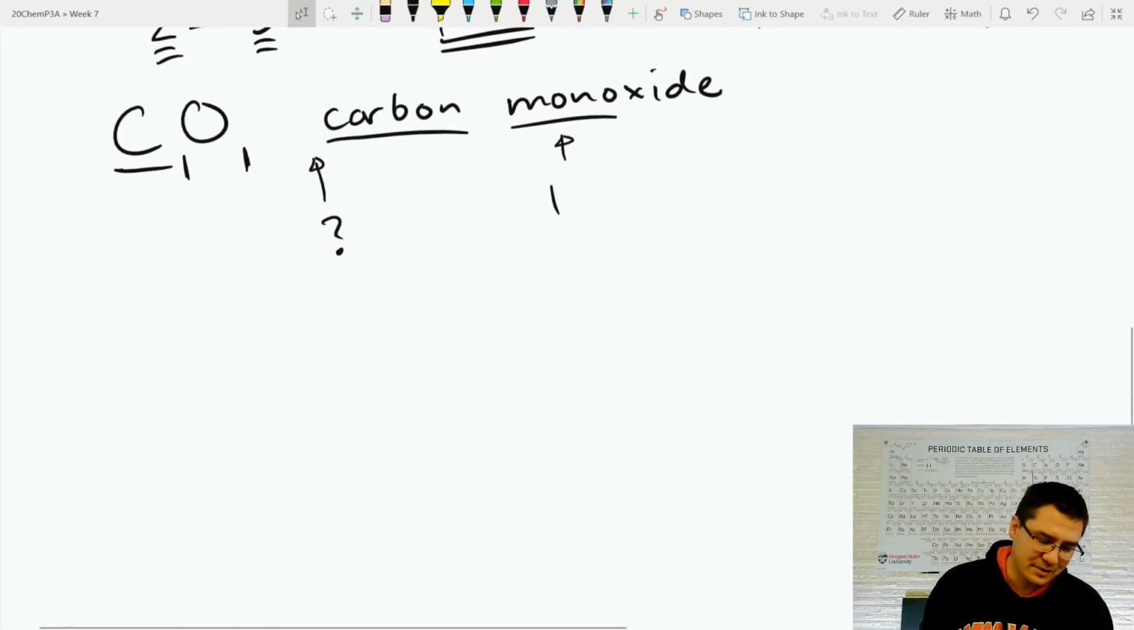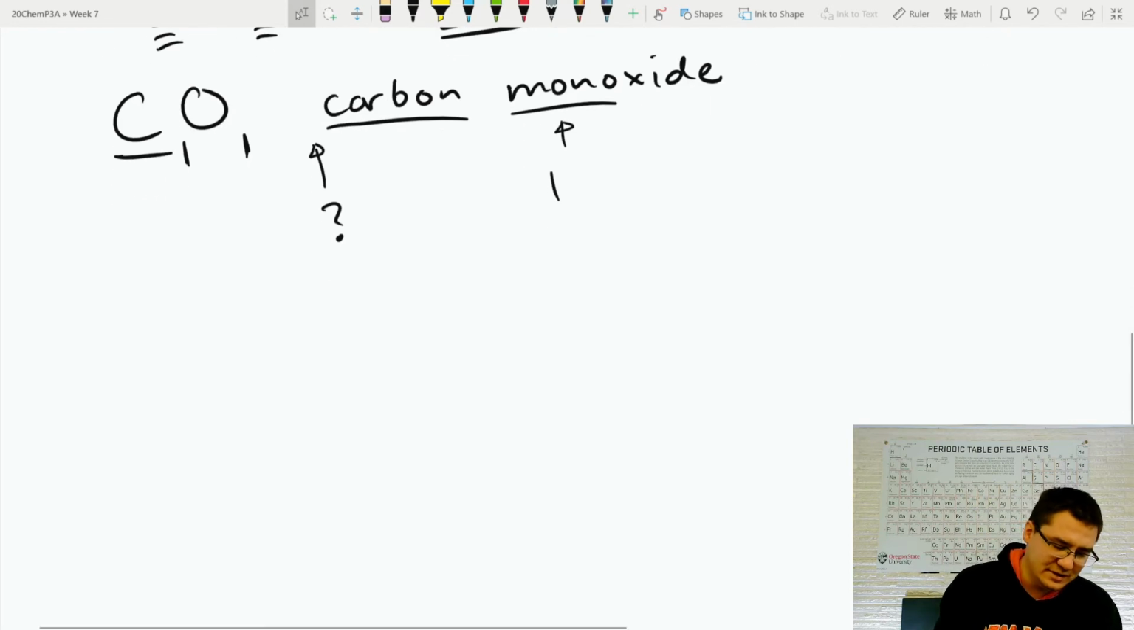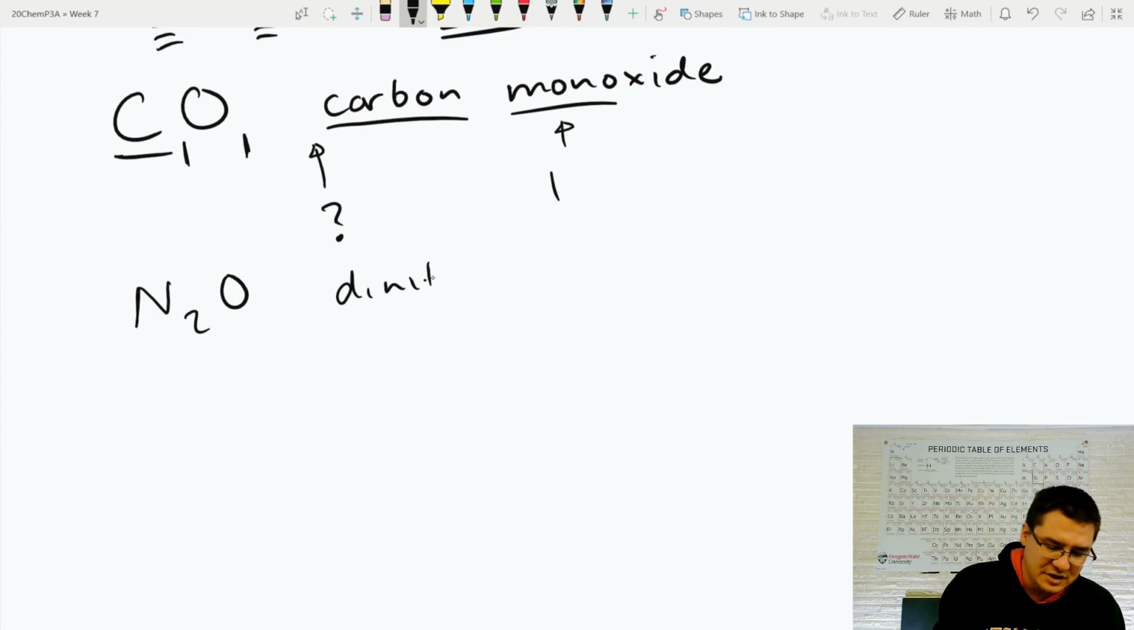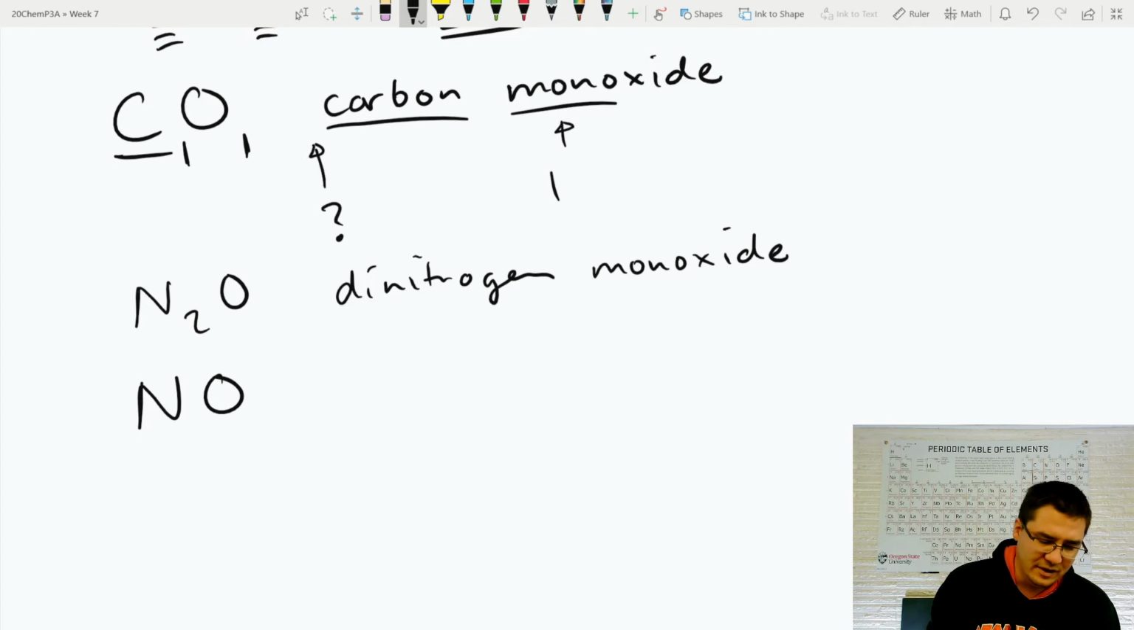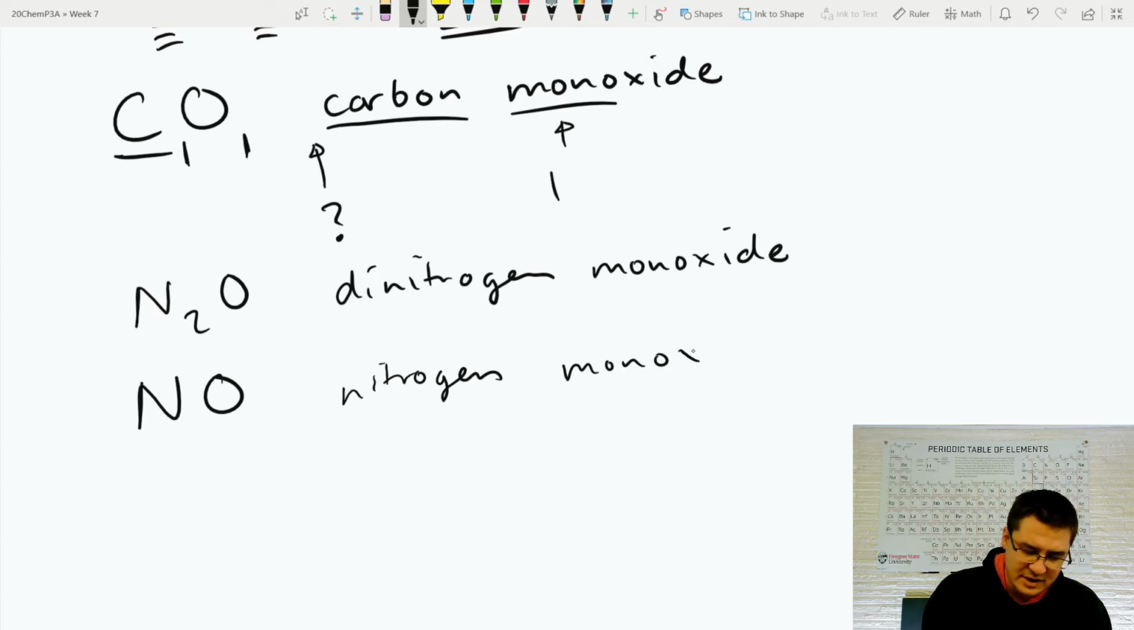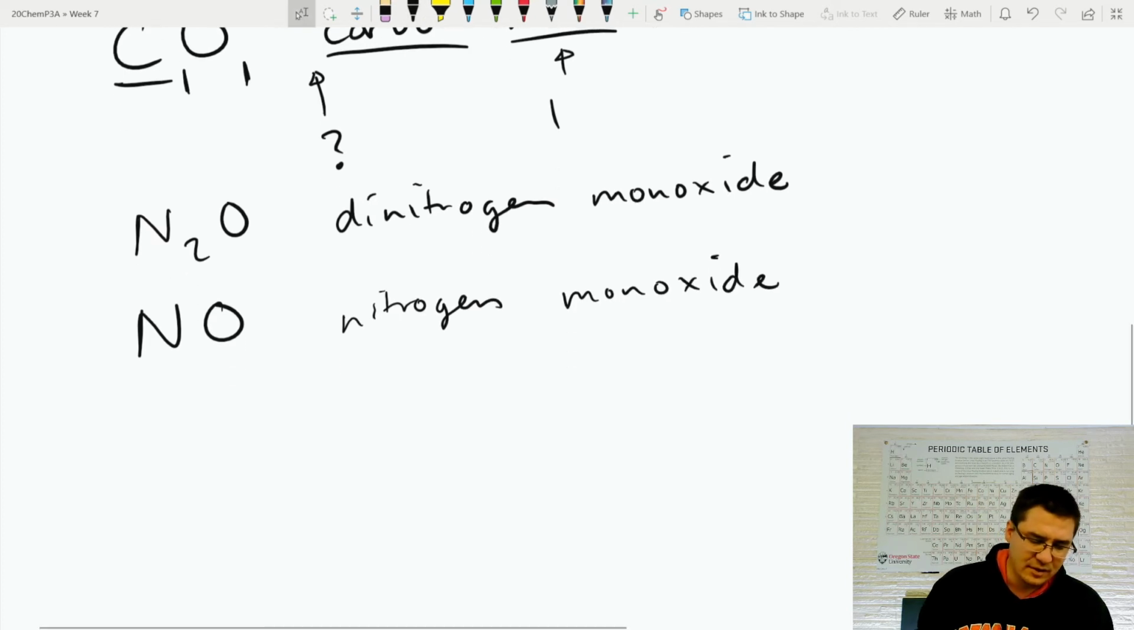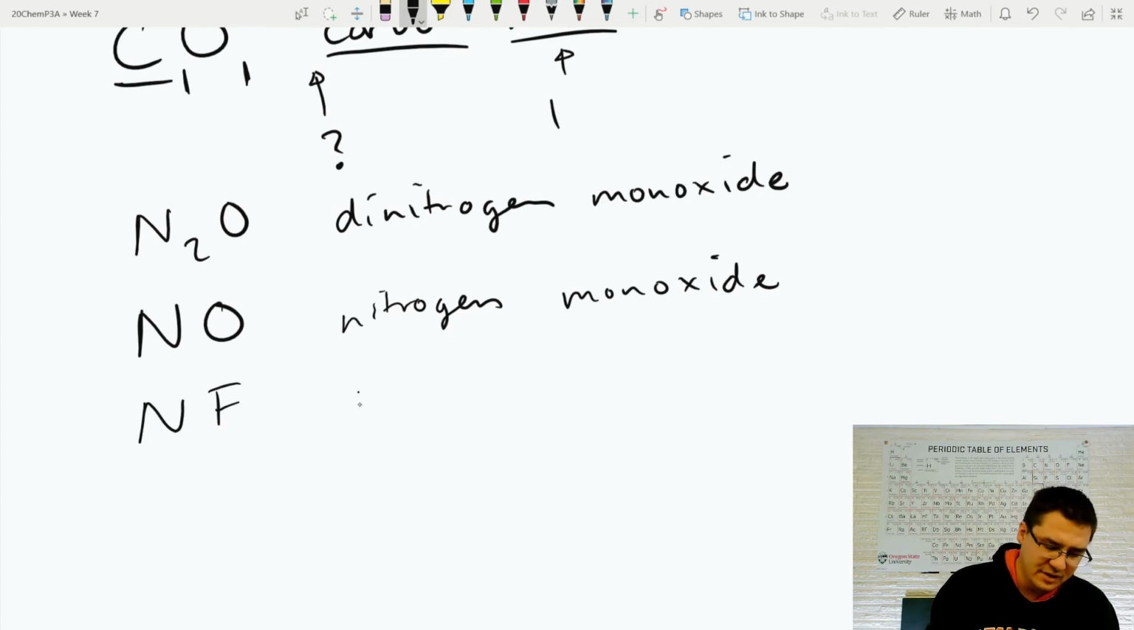Okay, so for example, we can do another one. If this was, say, N2O, this would be dinitrogen monoxide. But if I had NO, okay, well, I have one of each, one N and one O. I just say nitrogen monoxide. Okay, or if I had NF, this would be nitrogen monofluoride.